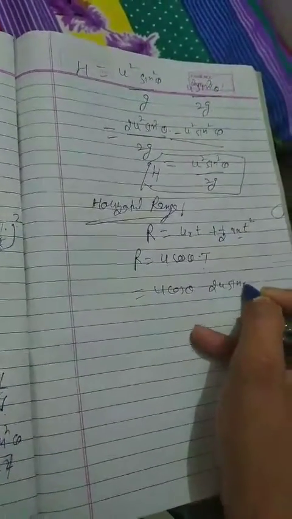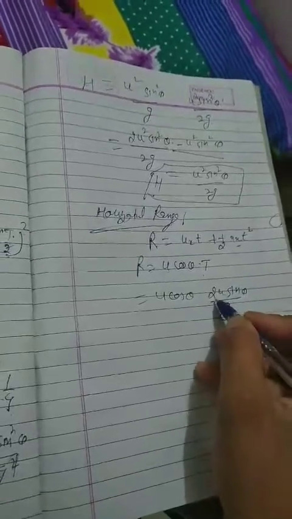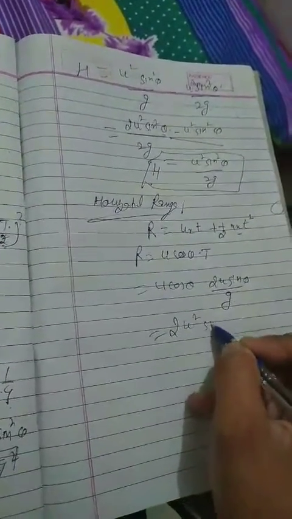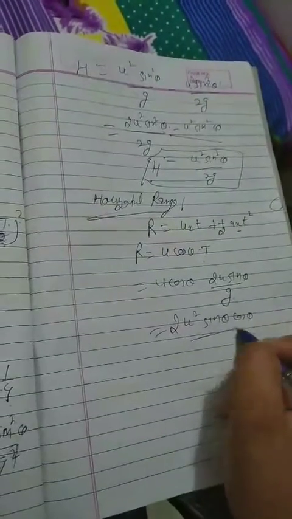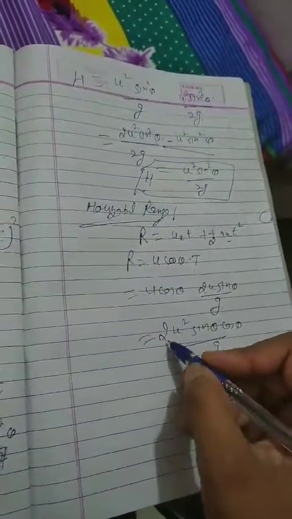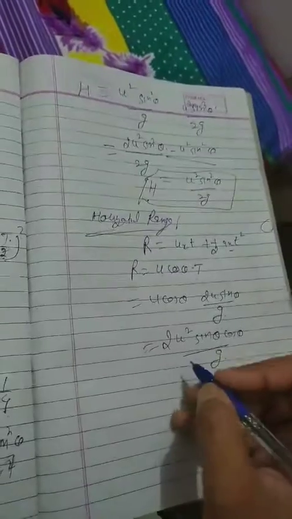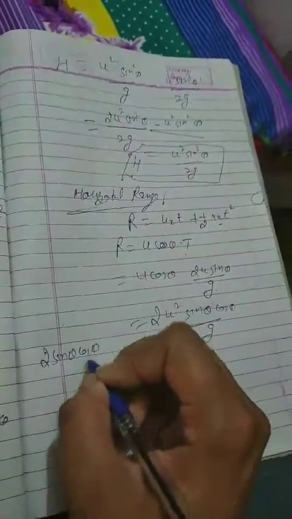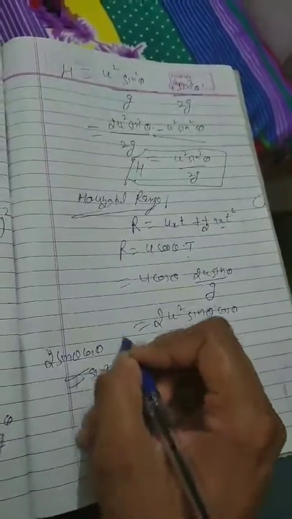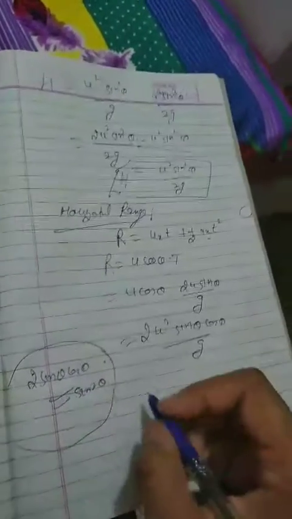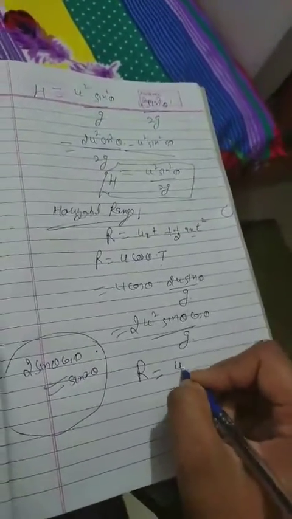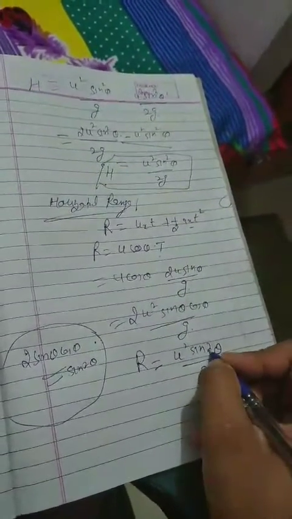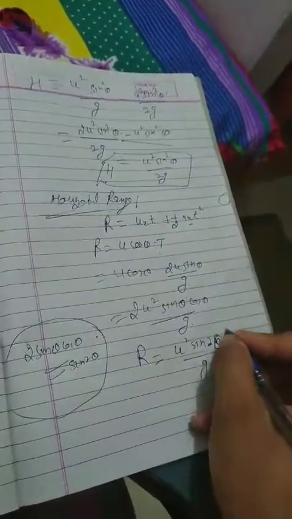that is 2u sin theta upon g, so this is 2u square sin theta into cos theta divided by g. The formula of 2 sin theta cos theta is sine of 2 theta. 2 sin theta cos theta is equal to sine of 2 theta. We already know that in mathematics. So it is equal to u square sine of 2 theta divided by g. This is sine of 2 theta, not square. Clear?